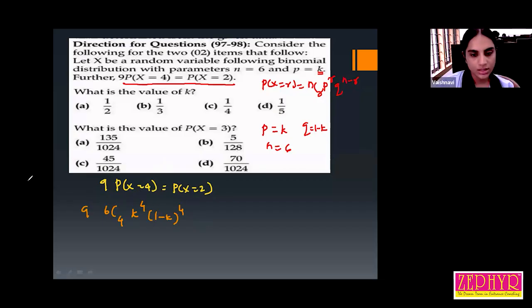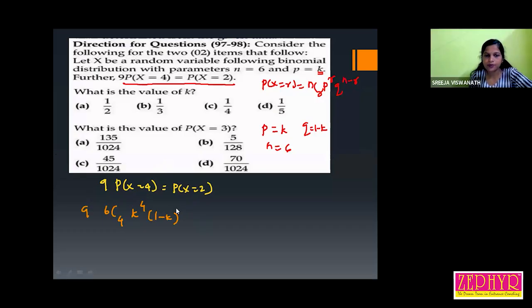N minus 2, right, 2. N minus R, that is 2. P of x equal to 2 is 6C2, K raised to 2, 1 minus K the whole square, the whole raised to 4. Now, 6C4 and 6C2 are same. We can cancel, since NCR equals NCN minus R. 6C4 and 6C2 are cancelled.